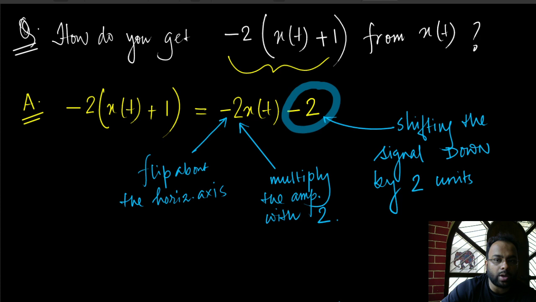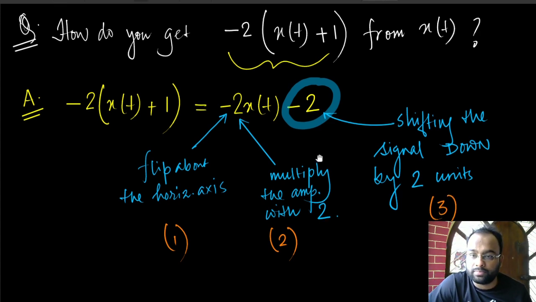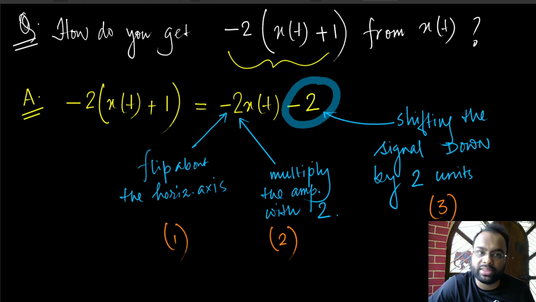Okay, so I would again emphasize the order of the steps. If you shift by minus 2 and then multiply, you would end up with a wrong result. So be careful about the operations. The precedence here is this minus sign first, then this scaling factor, and then this shifting. So this is step 1, this is step 2, this is step 3. You have to follow them in the proper order, otherwise you would end up with the wrong result.